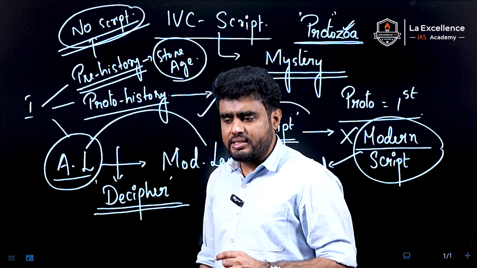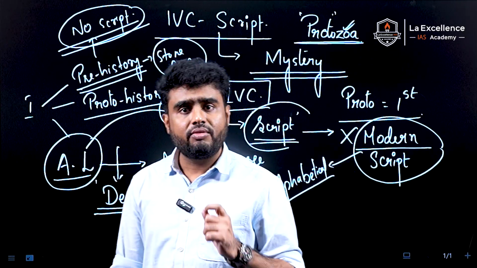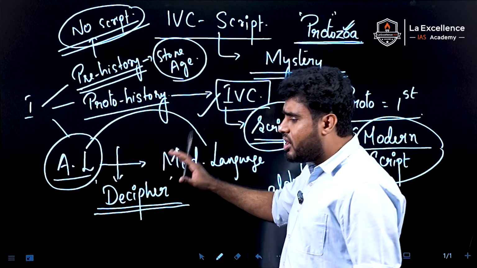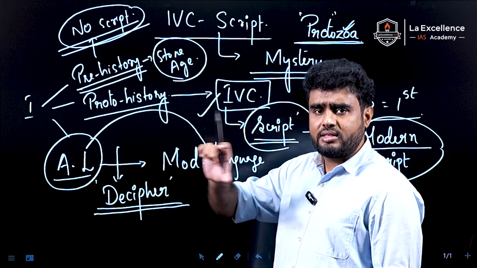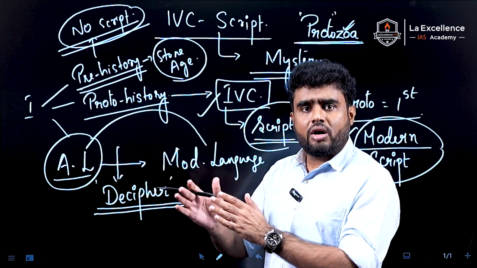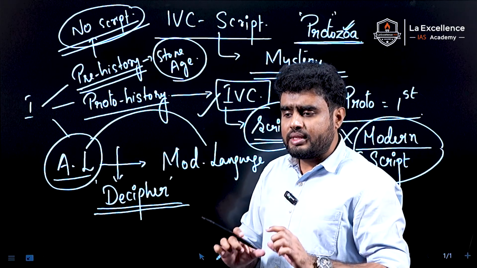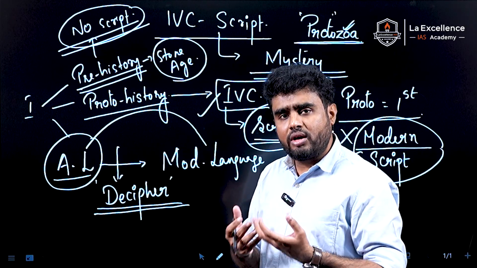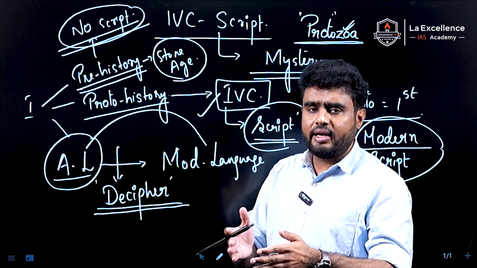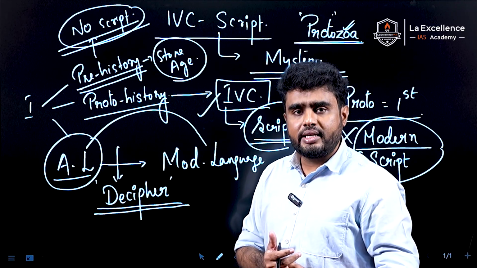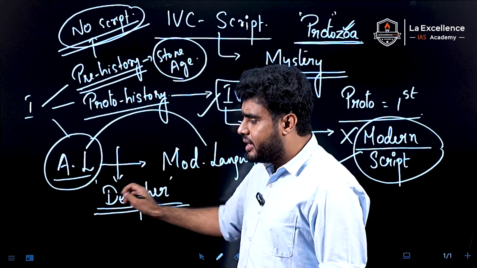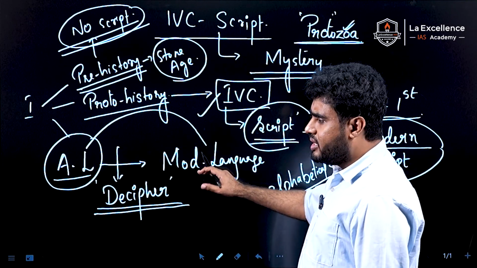So in Indus Valley Civilization, we say that the script is not yet deciphered. You understand the sentence? The script is not yet deciphered. So the present day historians have still not understood, or have not decoded, what exactly is written in the Indus Valley Civilization script. So only for the IVC script, we write this sentence: not yet deciphered.